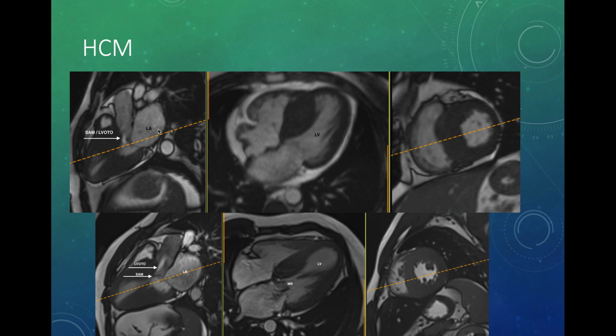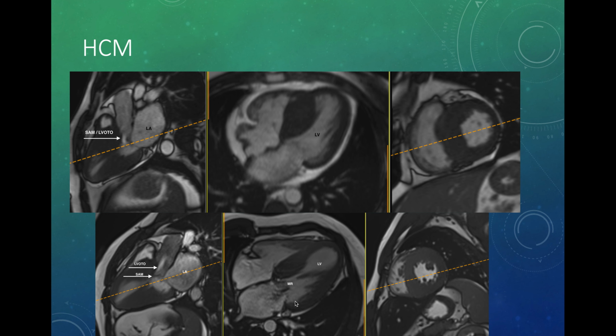And of course, if we see a SAM and an outflow tract obstruction, sometimes in MRI the velocity of the flow in the LVOT is underestimated. So you might ask the patient to do a Valsalva maneuver and then repeat the flow sequence in the LVOT in order to obtain the accurate and correct gradient.